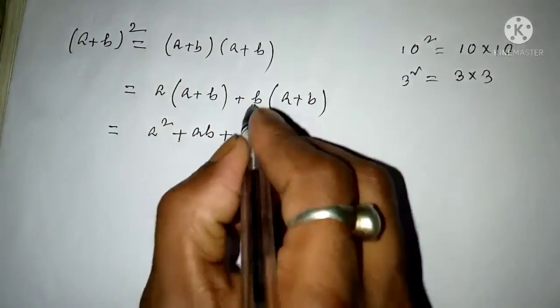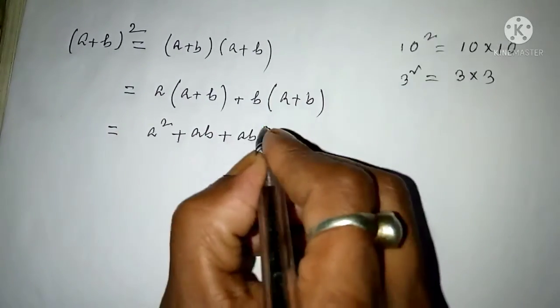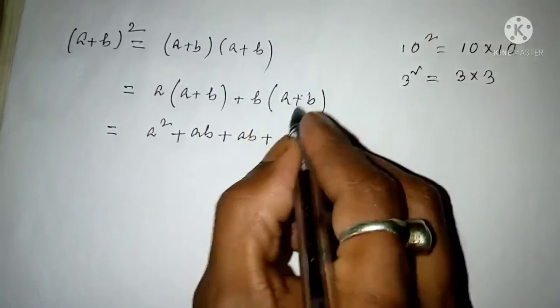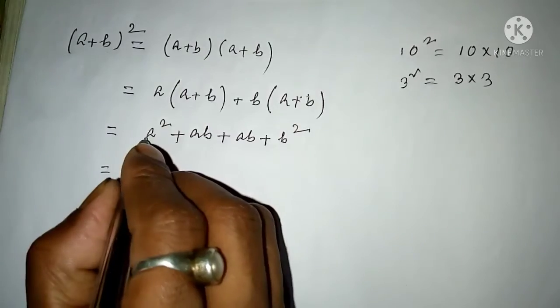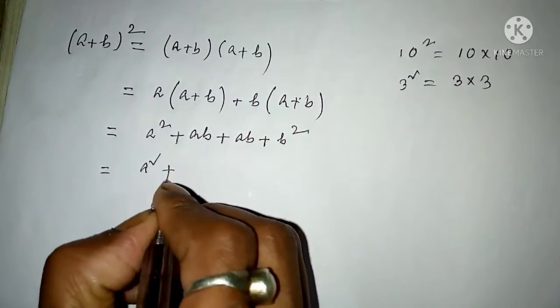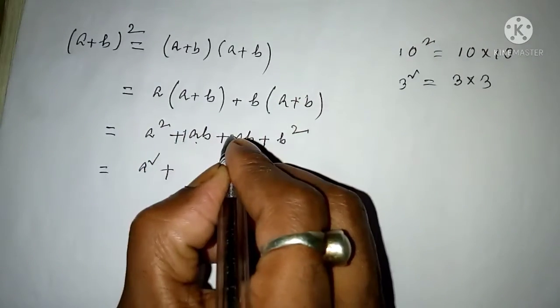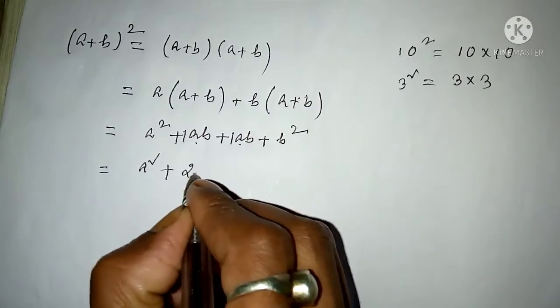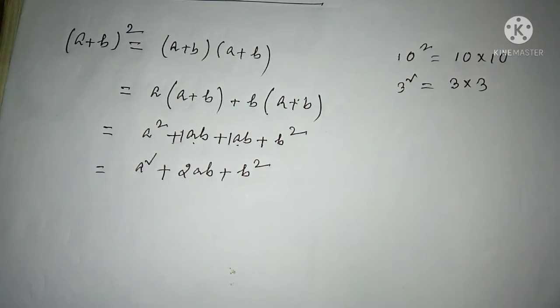Then b into a, that is ba, or you can write it as ab as well. Then plus into plus is plus, b into b, that is b square. Now see here, is there any a square term? No, so you write a square as it is, plus ab. These are like terms, so the coefficient of ab is 1, here as well 1, so 1 plus 1 is 2, that is 2 times ab, plus b square. So this is how we can find out the square of a binomial.